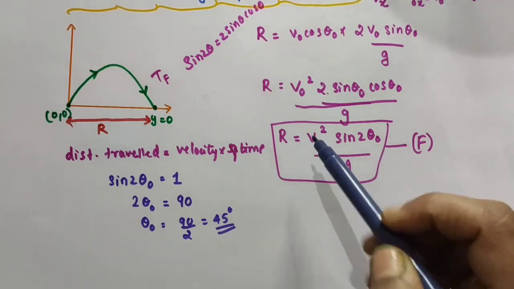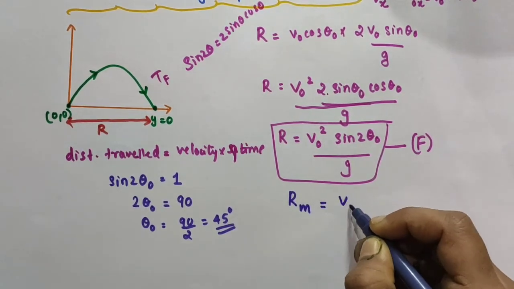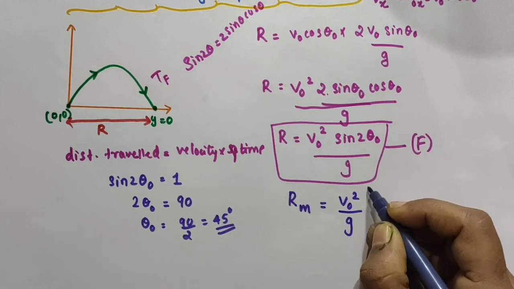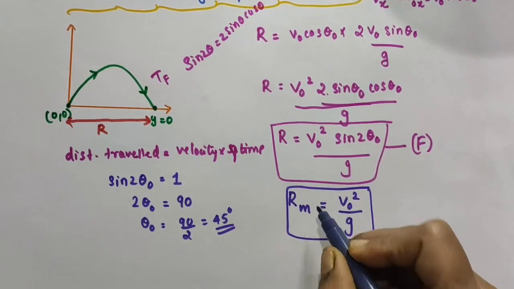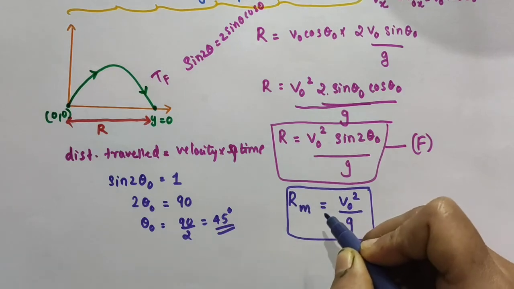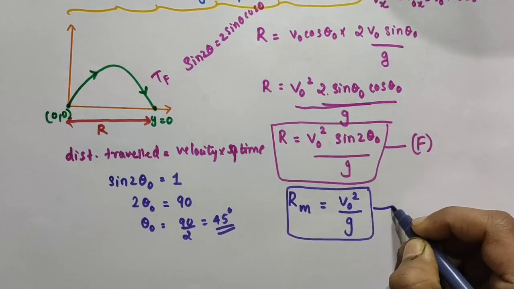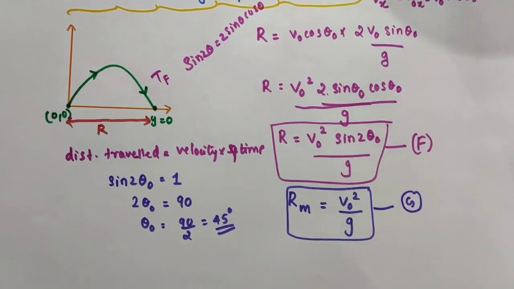Okay, so here the maximum range can be written as, I'm writing the maximum range as Rm. That can be written as V0 square divided by g, because maximum range is achieved when sin 2 theta 0 equal to 1. So we get the expression for the maximum range as V0 square divided by g, and I'm taking this as equation G.